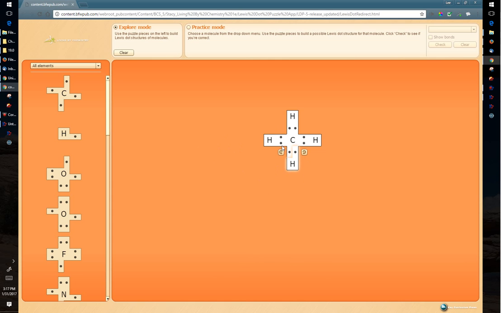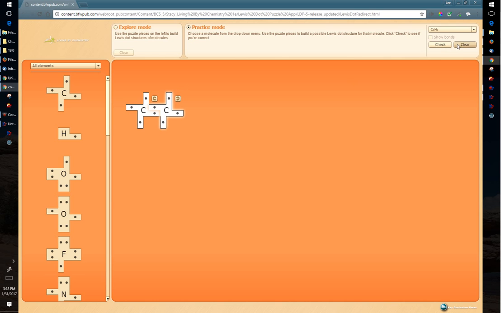Okay, once you're done with that, we can clear that out, and let's go over to the practice mode. And it's going to ask here to make some molecules, and you can check and see if you've made them correctly. Let's start with C2H2, and I know I need 2 carbons, but if I put 2 of the carbons we're using in here and link them together, then I need 6 hydrogens on it, so that's not going to work.